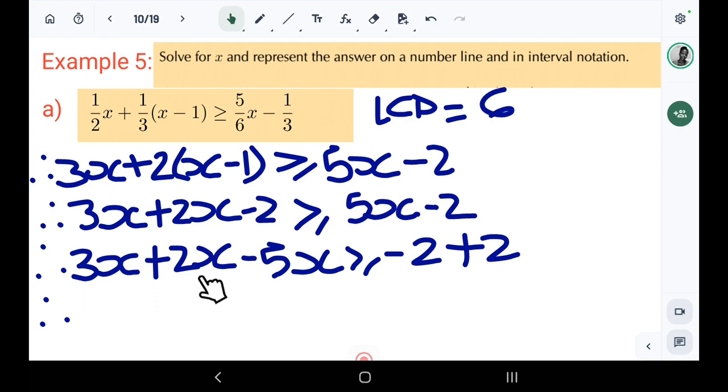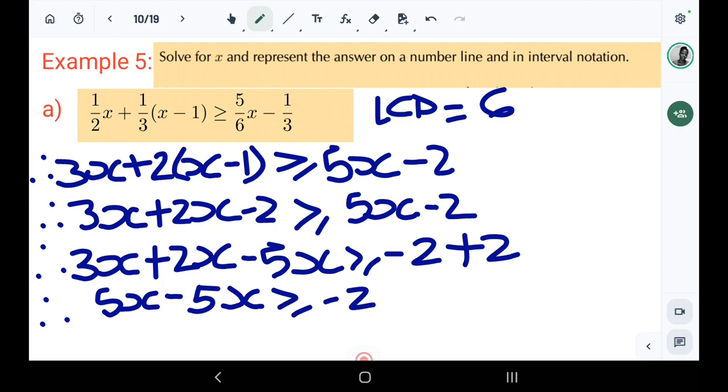3x plus 2x, that's 5x, minus 5x, so that is 0x. So that's 5x minus 5x is greater than or equal to negative 2 plus 2. 5x minus 5x, that's 0x, is greater than or equal to negative 2 plus 2, which is the same as 2 minus 2, that is 0.